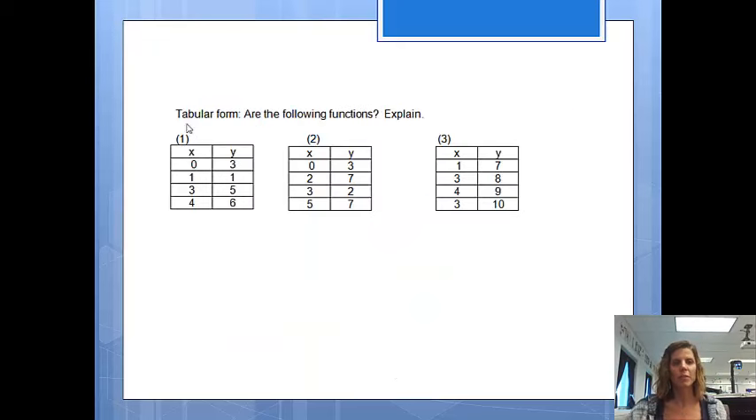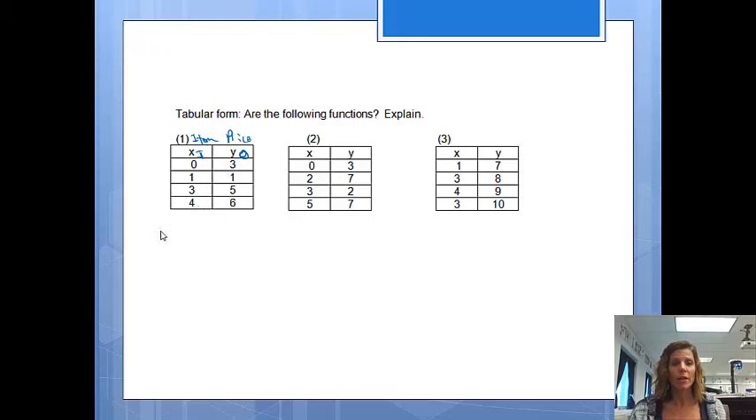The first one is, if something is in tabular form, which means there's just a table, we're going to decide if something is a function or not, and we'll try to explain. So first one, we're going to look at my x and my y. My x is my input, and my y is my output. And if you want to think of this first one as being my item, and the second one being my price, okay, item 0 is $3, item 1 is a dollar, item 3 is $5, and item 4 is $6. So every single item has one price, and so yes, we'd be fine.